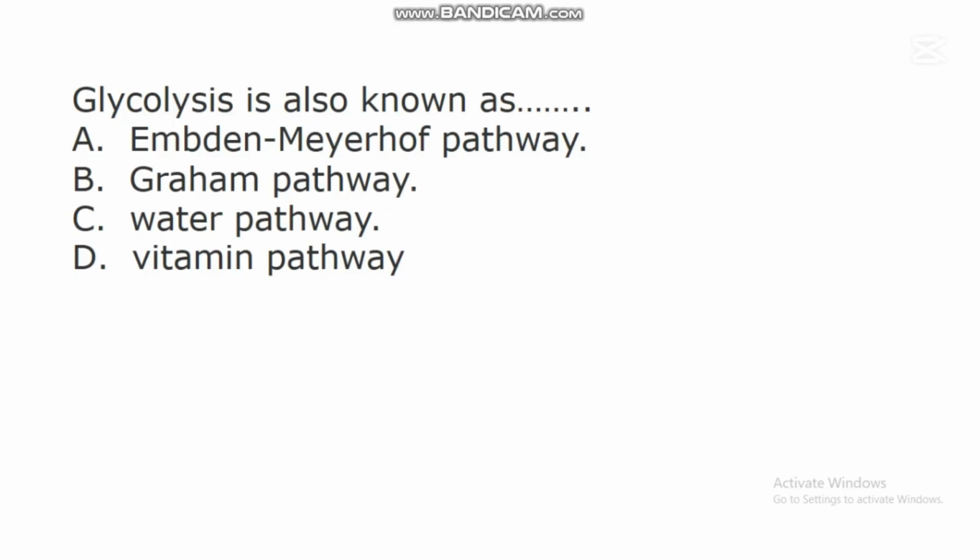The next question says, glycolysis is also known as dash. A. Embden-Meyerhof pathway. B. Graham pathway. C. Water pathway. D. Vitamin pathway. In this question, the correct answer is A. Embden-Meyerhof pathway. So this glycolysis is also regarded as Embden-Meyerhof pathway.